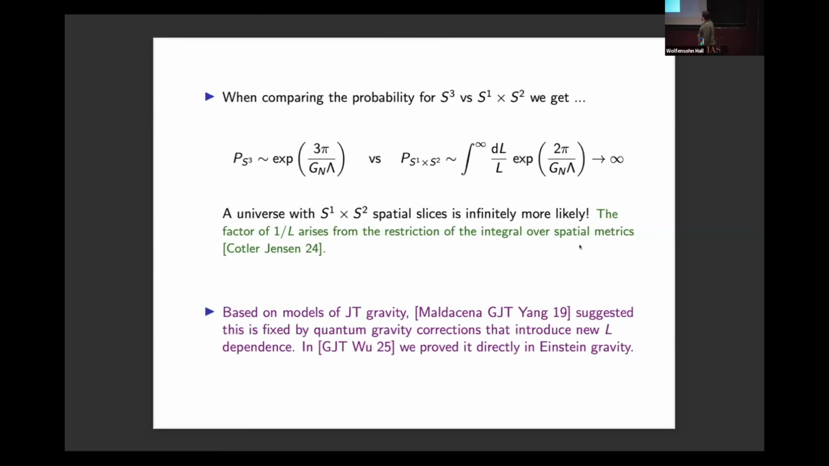So in this paper, based on models of de Sitter JT gravity, we proposed a resolution of this problem. There are large quantum corrections that introduce new L dependence in this prefactor. This is related to Misha's talk in the context of near-extremal black holes. And in this paper, we tried to prove it directly in Einstein gravity. That's what I'm about to describe.